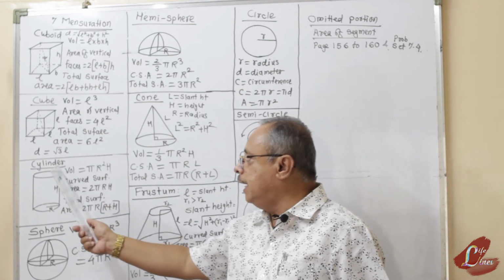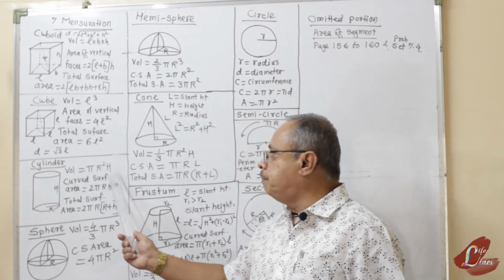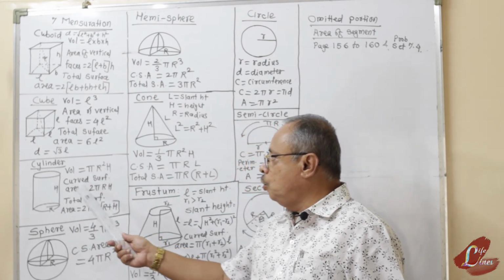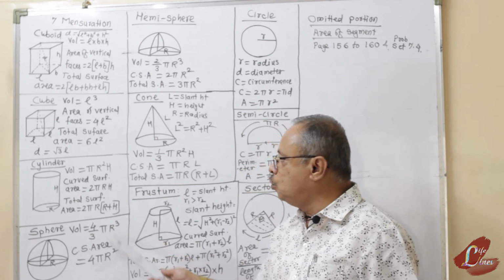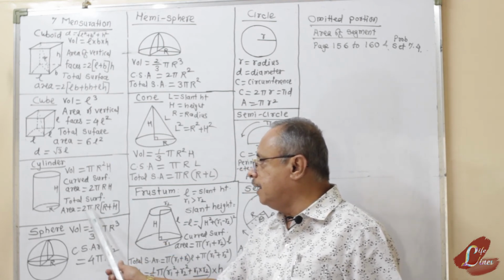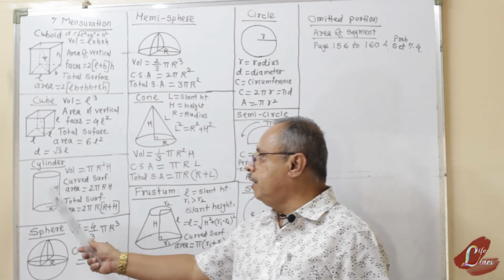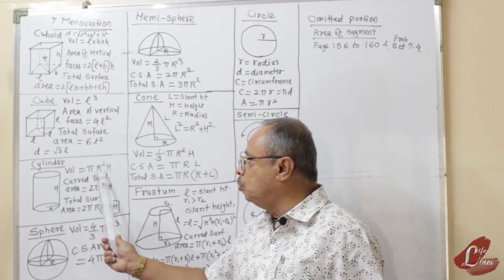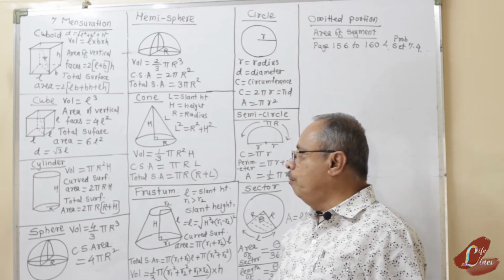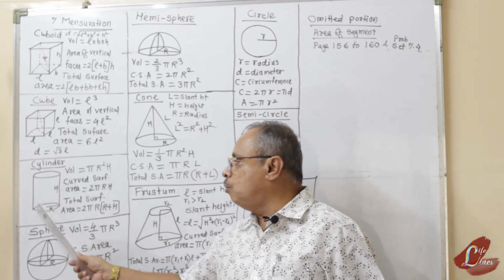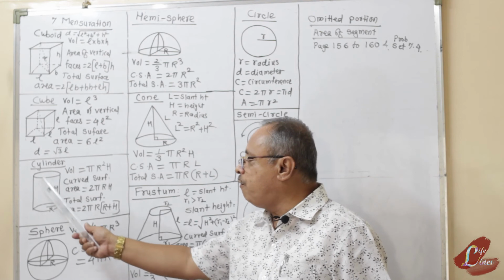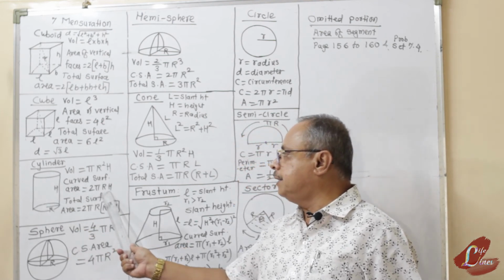Same case with the cylinder. Volume of cylinder is pi r square h. Curved surface area is 2 pi r h. Total surface area is 2 pi r into bracket r plus h. How much water is contained in a cylinder? We have to use volume, pi r square h. To find out the plastic required for a pipe, that is 2 pi r h.